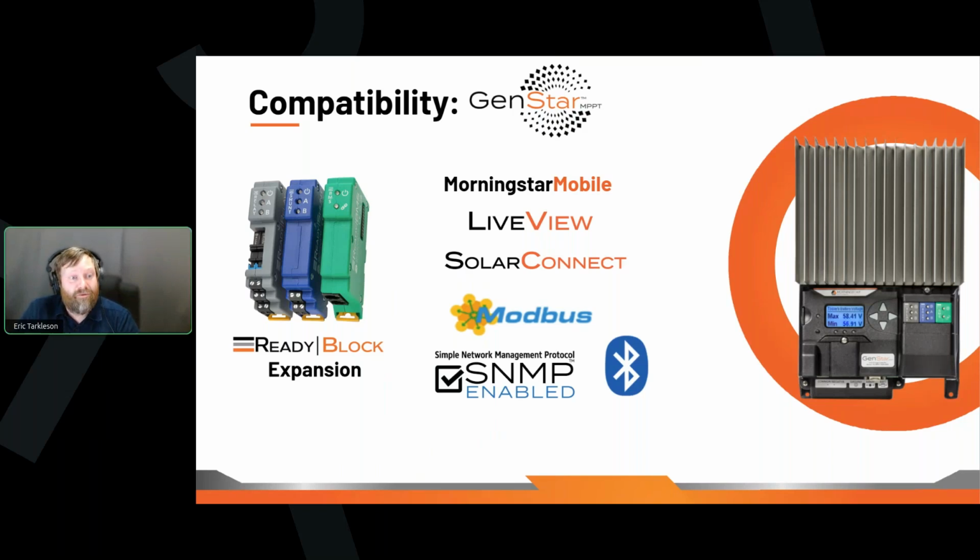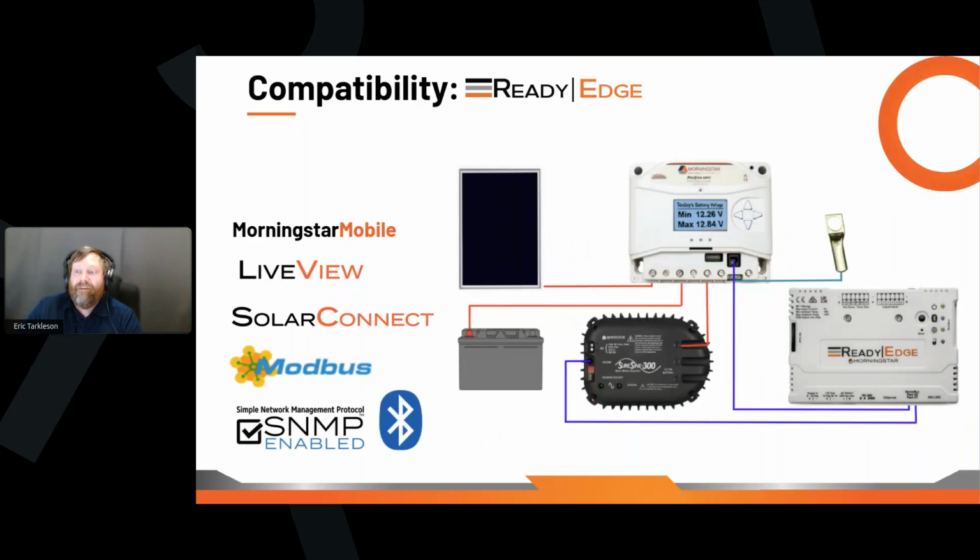The GenStar is also compatible with our ReadyBlocks, which we've talked about in previous webinars, which allows an expansion of its own functionality. And again, you can see from the picture, everything is built into the box. No extra wiring, no extra devices, no accessories needed. And then LiveView and the Morningstar mobile app is also served through our ReadyEdge. You can see here in the bottom corner the ReadyEdge, and using a RJ11 cable through what we call meter bus, you can connect to our devices, and you are bringing the brains and the functionality that's in the GenStar to our other devices, such as the ProStar.